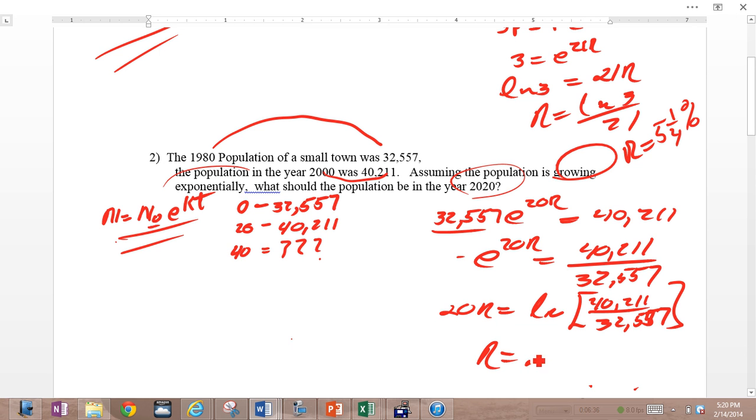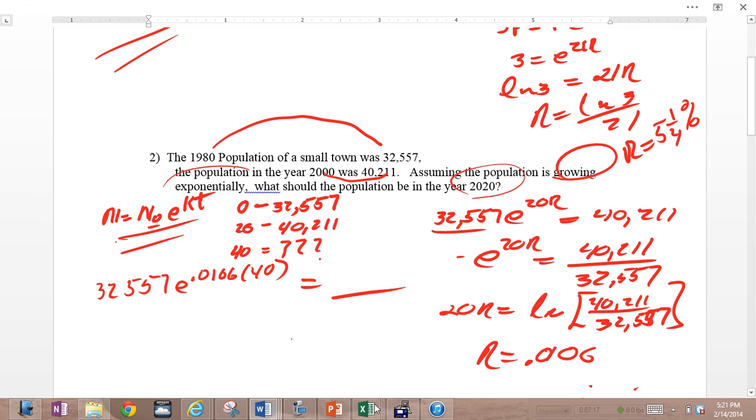Okay, so r is equal to 0.0106. Now let's find our population in the year 2020. 0.0106 is our growth constant. All right, so here we go. We've got the initial population of 32,557 that grew exponentially, e to this constant value of 0.0106 over 40 years, and becomes the new population.